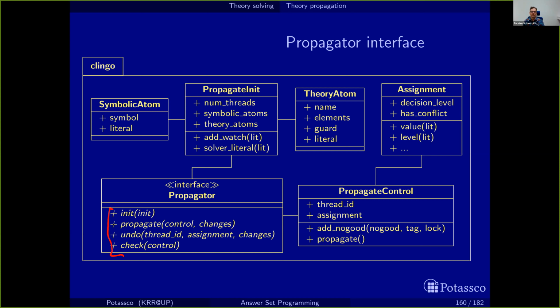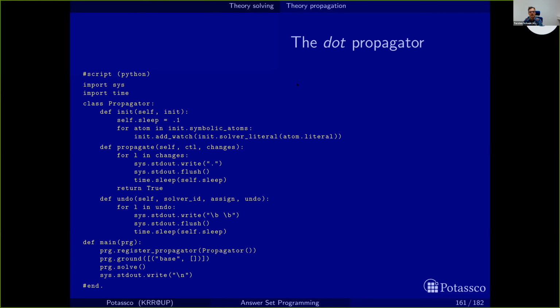And then whenever a propagation happened that gave you new values on the theory atom that you watched, you are called. And also when backtracking happens and values are taken away. And then last but not least, to do a last check, for instance, is it really a solution? This is the real interface that you have to program, and the rest is just the whole what comes with it. And this is actually a very simple propagator that just prints dots, but I will not go into detail.